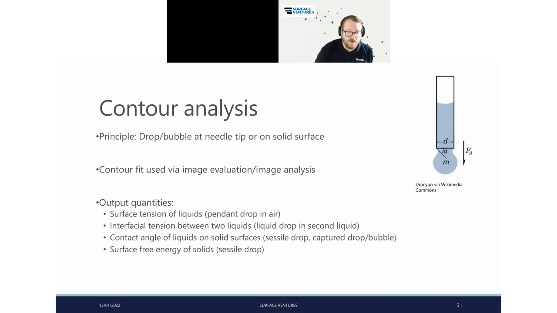A little bit about contour analysis. This is where we have our needle that's dispensing the droplet. We do an ideal fit to that droplet, from which we can calculate the surface tension of the liquid. This is the pendant drop. For the interfacial tension between two liquids, we can do a liquid drop in a second liquid. For the contact angle of liquids on solid surfaces, we do a sessile drop. So put a droplet on the surface that is stationary, and then you can measure that. You can do a captured drop or bubble. And then again, surface free energy of the solids we can do by sessile drop.